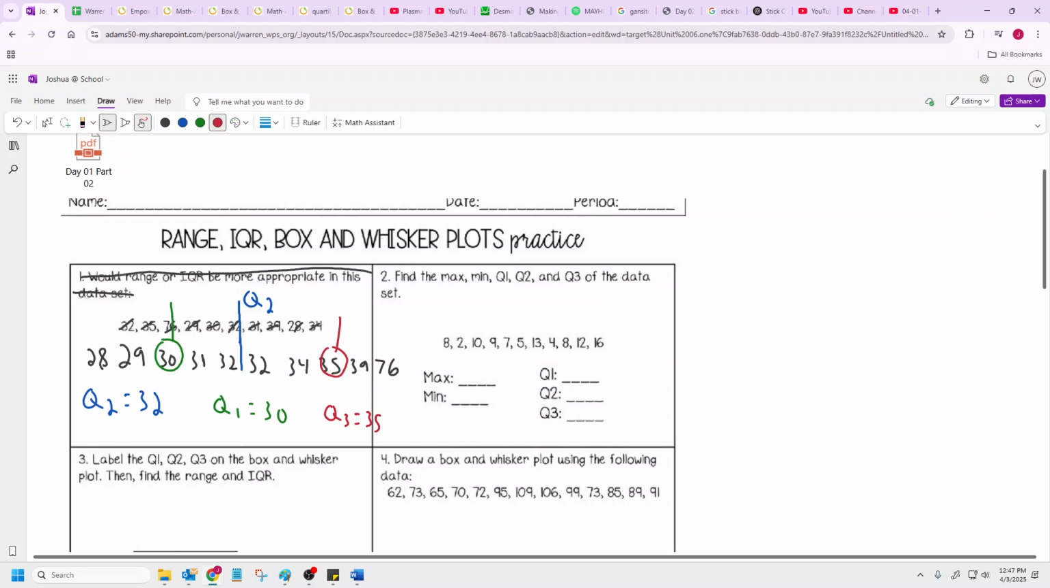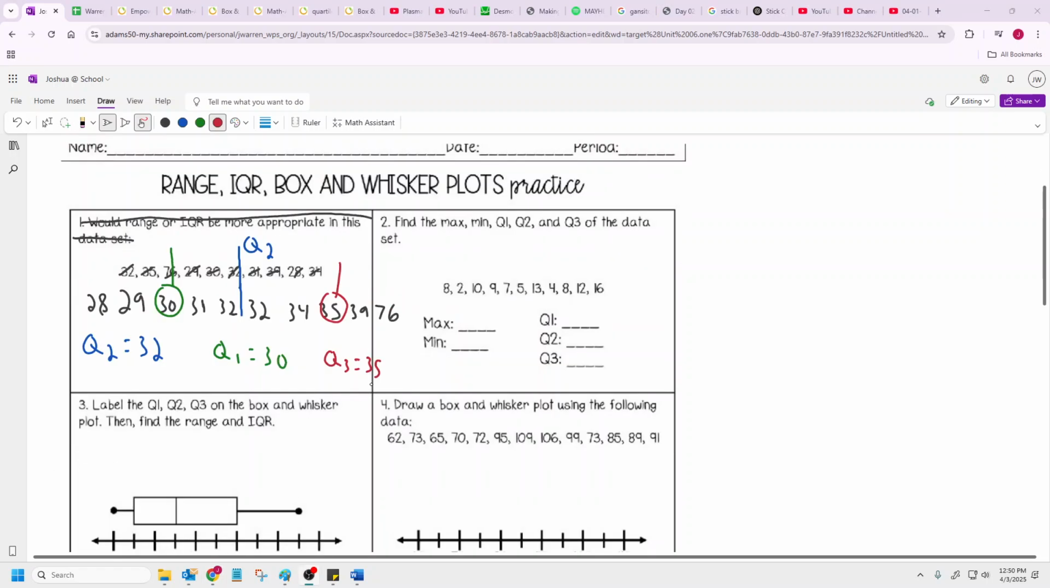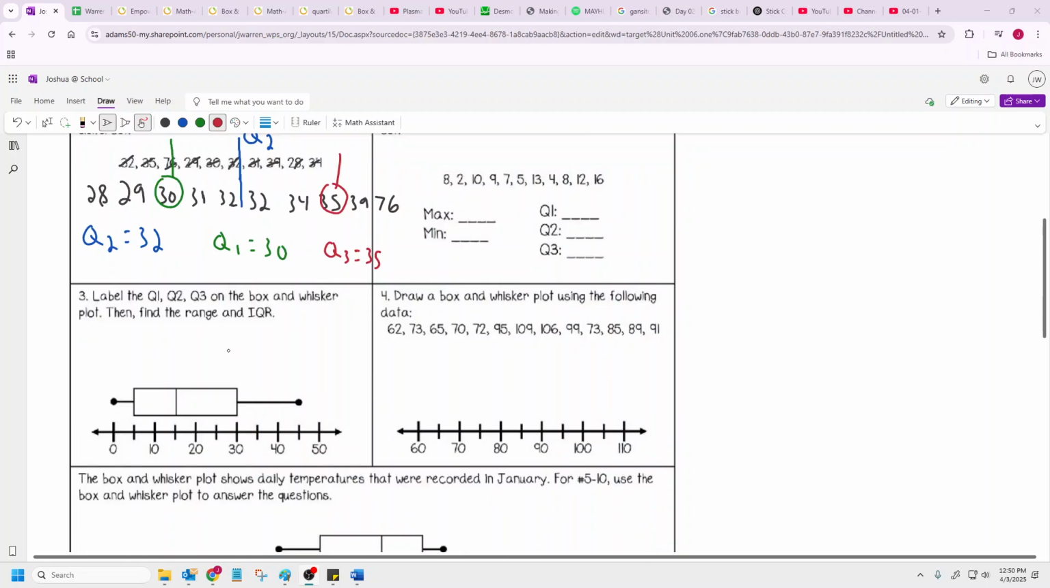Okay, so that's basically what I wanted to do for this problem, just show you what happens when the numbers are the same. If you average 32 plus 32 divided by 2, y'all, it comes out to 32. Now, I'm going to let y'all do number 2 on your own.